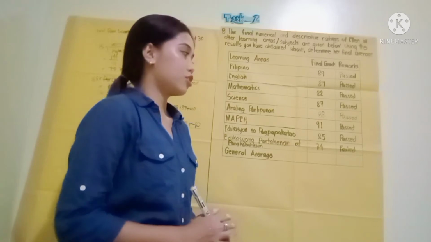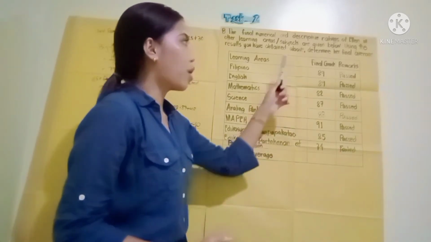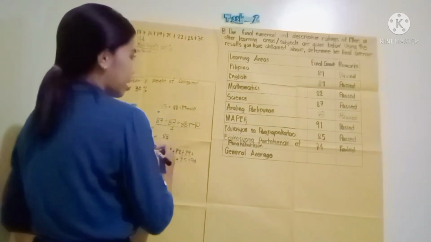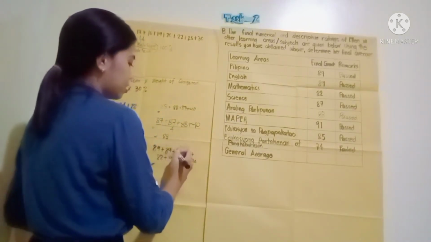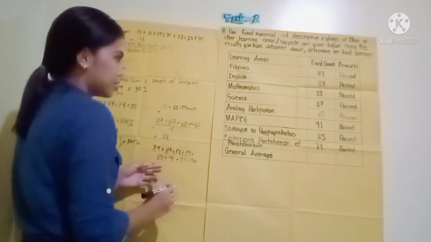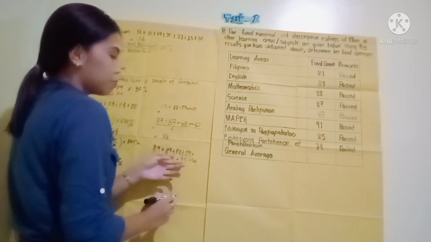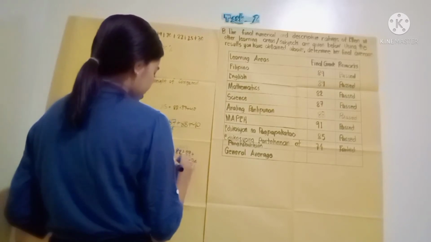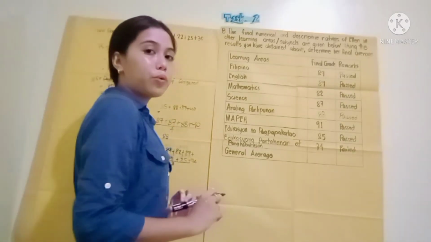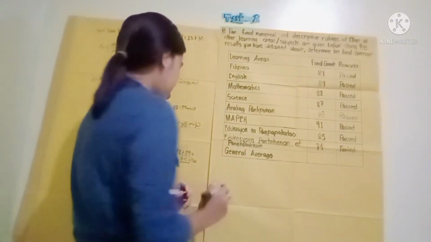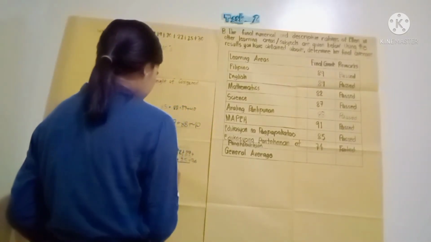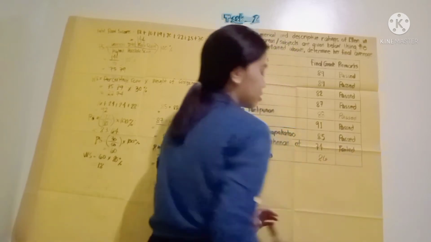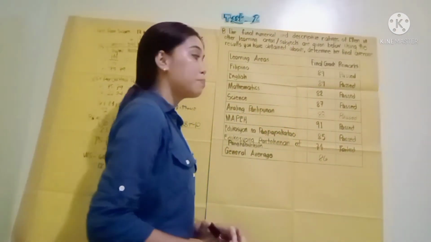In order to get the general average, we need to add her final grades. 89, 89, plus 82, plus 87, plus 88, plus 91, plus 85, plus 74, over 8. So, Ellen's general average is 86. Meaning, Ellen passed.